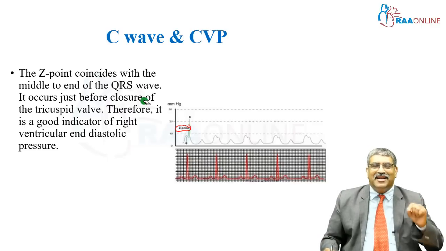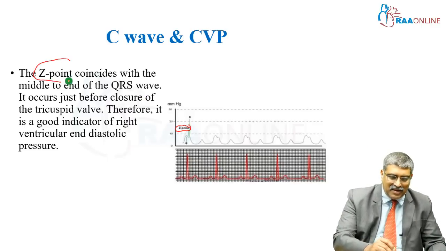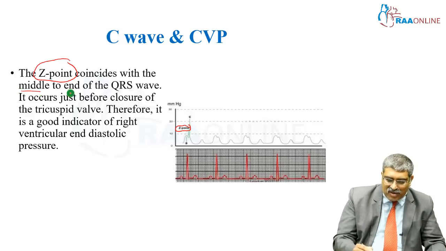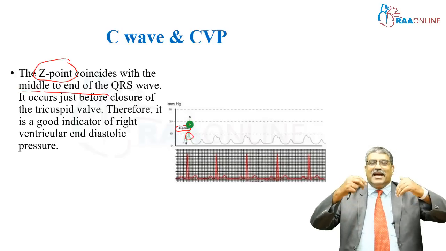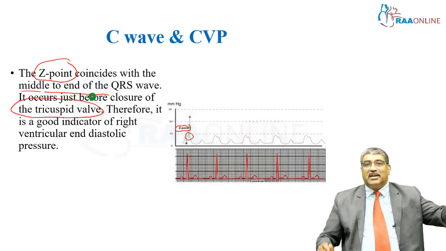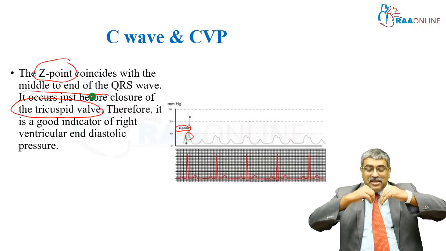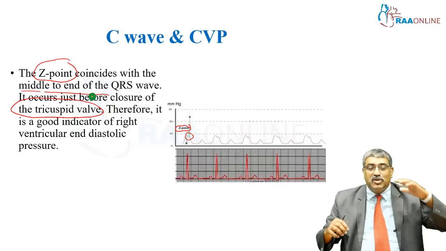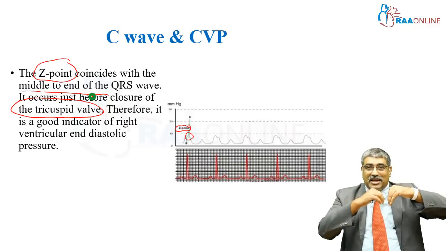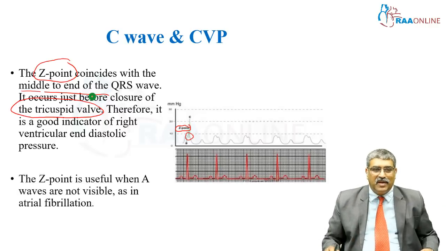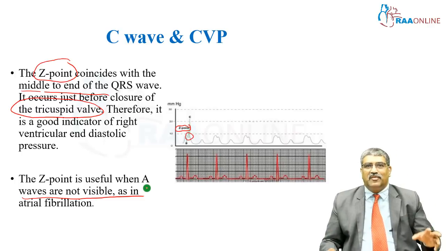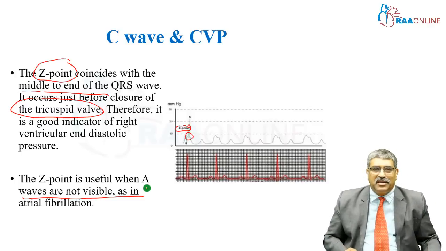Now coming to another important variable, which is the Z point. The Z point coincides with the middle to end of the QRS complex. It happens just before the closure of the tricuspid valve. In the A wave contraction, the tricuspid valve is open. Now, just before the closure of the tricuspid valve, the right ventricular end diastolic pressure will reflect the pressure because the tricuspid valve is still not closed. This Z point will be very useful when A waves are not visible, as in atrial fibrillation.